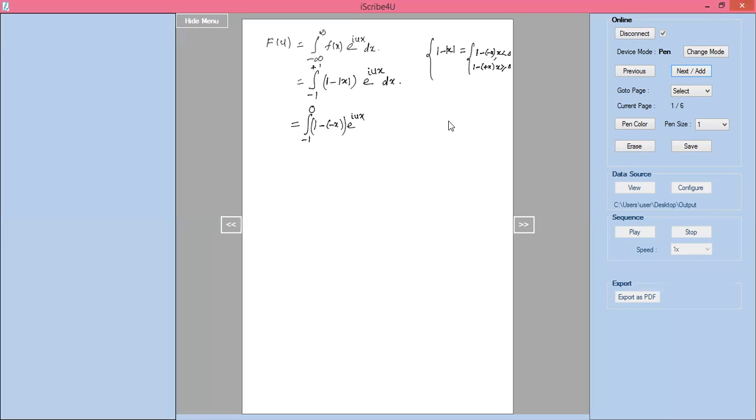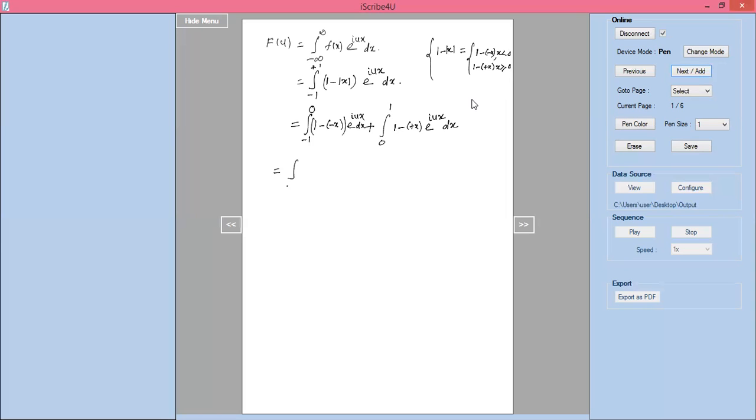Next, plus integration of 0 to 1, 1 minus modulus of x, which should be 1 minus of plus x, into e power iux into dx. Here I missed out dx, you can write this dx. Why have I written plus x here? Because x is greater than 0, meaning 0 to 1.